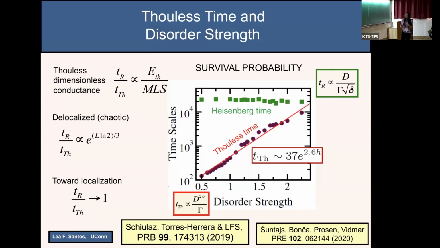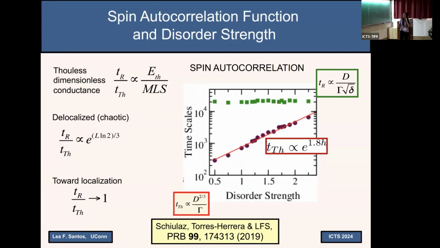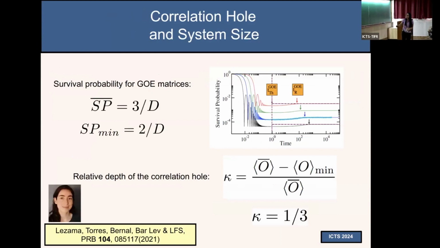But there was something that we were already suspecting when we started going to larger system sizes, larger than 16, which we formalized in a later paper with Talia. There is a difference between survival probability and spin autocorrelation function. Here we have the correlation hole for random matrices. In the analysis of survival probability, the hole is always there. The minimum of the hole is 2 over the dimension. The saturation point is 3 over the dimension. This is all analytical results for GOE.